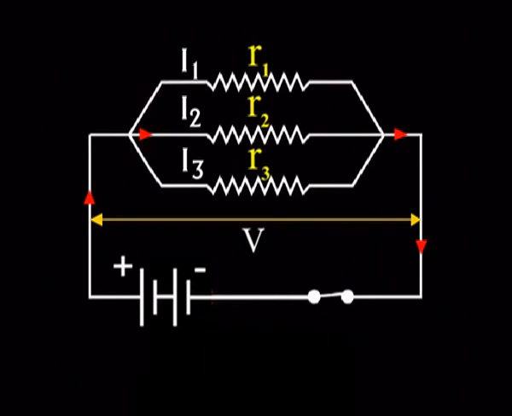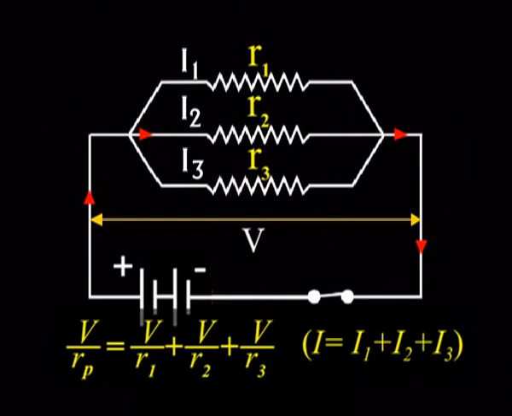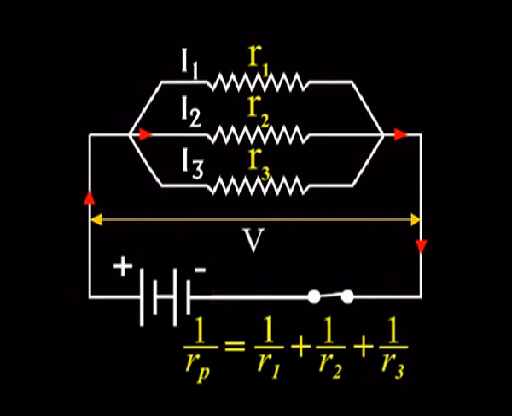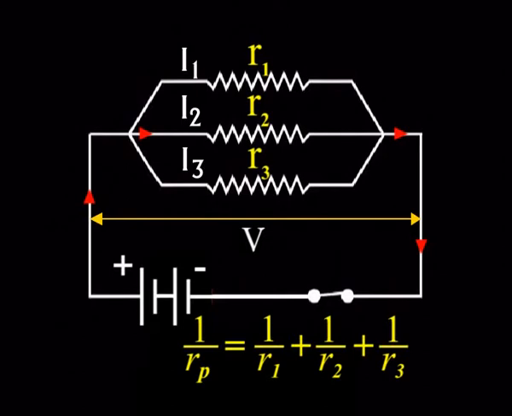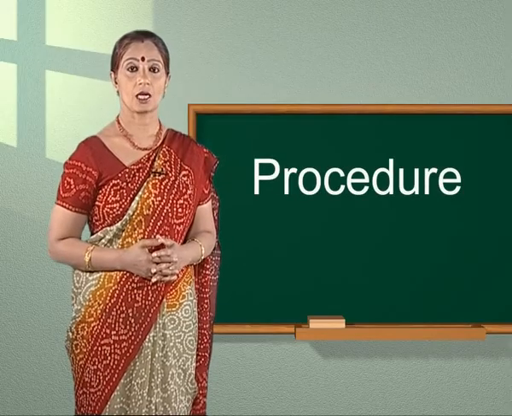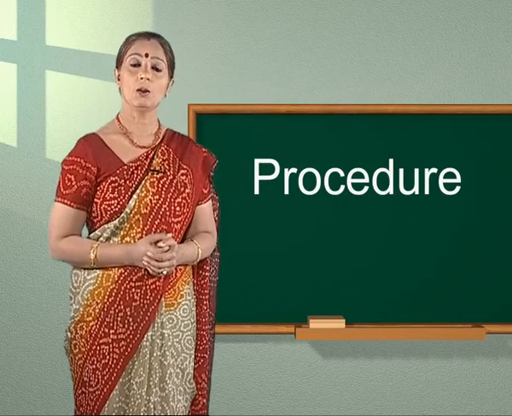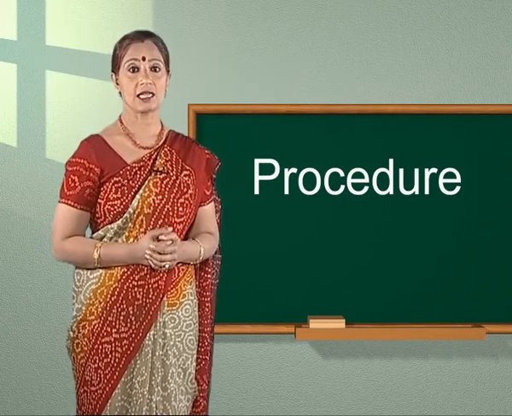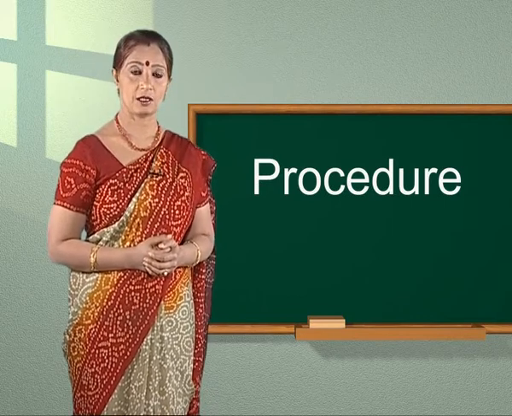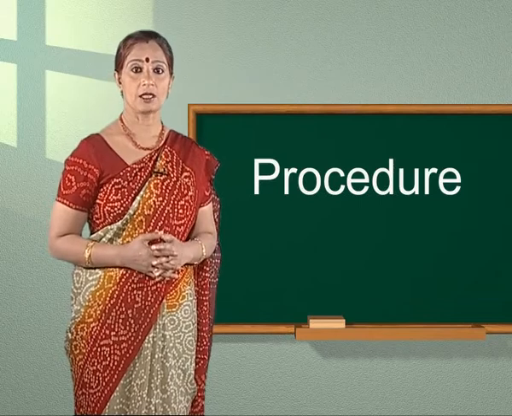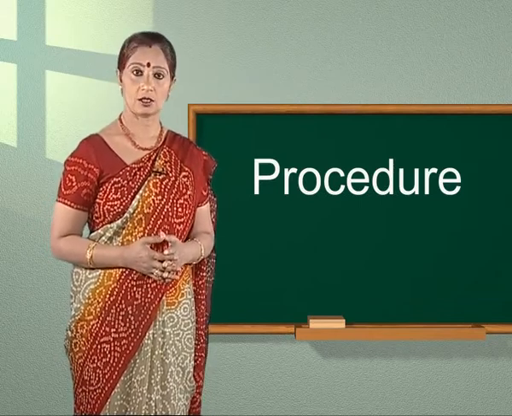In other words, V upon Rp is equal to V upon R1 plus V upon R2 plus V upon R3, or 1 upon Rp is equal to 1 upon R1 plus 1 upon R2 plus 1 upon R3. Procedure. To verify the law of combination of resistances, first of all, we have to measure the individual resistances as in our previous experiment. Then, repeat the experiment for each combination of resistances.